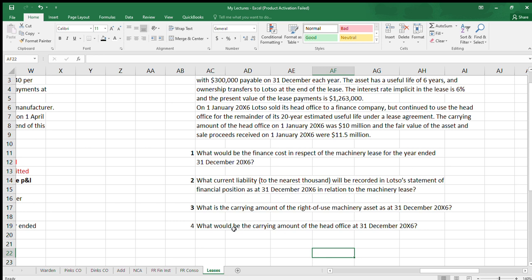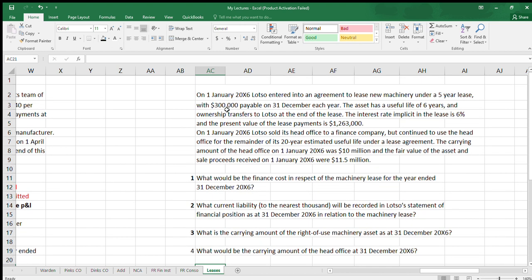The first one says, what will be the finance cost in respect of the machinery? And here's the machinery. On 1st January, entered into an agreement to lease a new machinery under a 5-year lease with 300,000 payable on 31st December each year. The asset has a useful life of 6 years. And when the agreement started, 1st January 2026, and payment is made on 31st December each year, meaning that payment is made in what? Arrears.